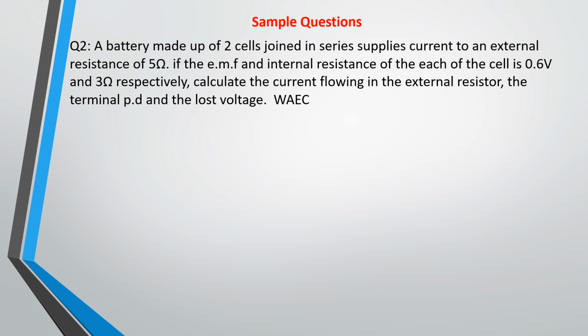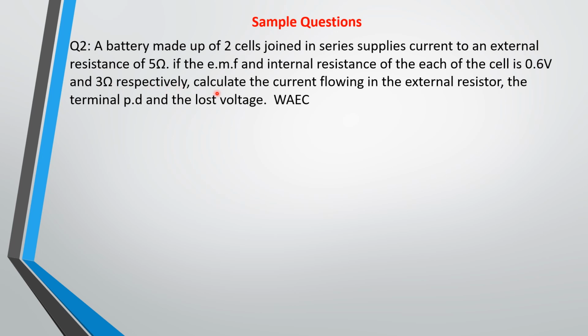Okay, so this question says that a battery made up of two cells joined in series supplies current to an external resistance of 5 ohm. If the EMF and internal resistance of each of the cells is 0.6 volt and 3 ohm respectively.